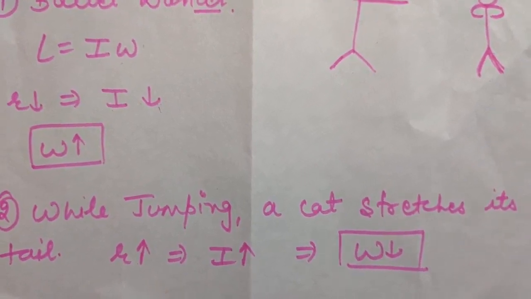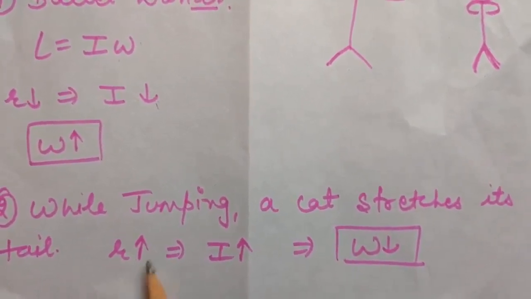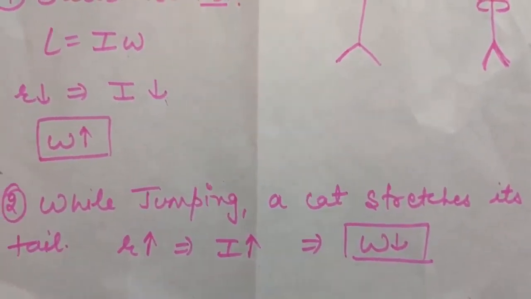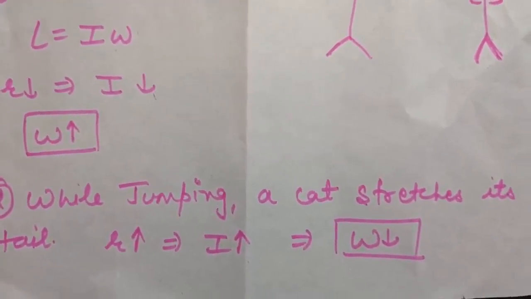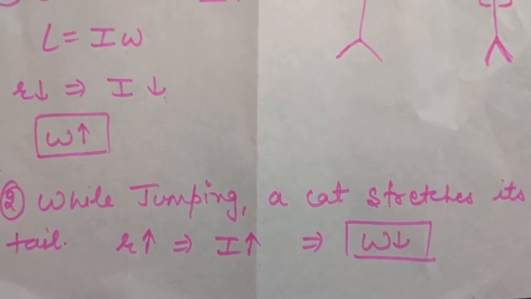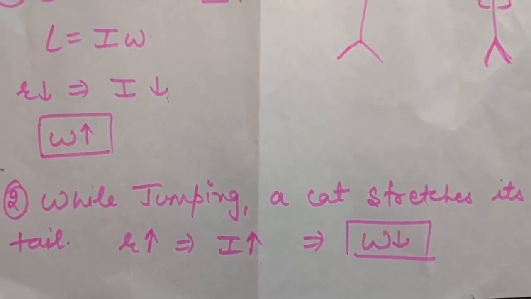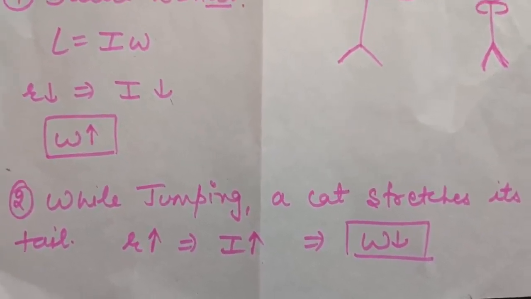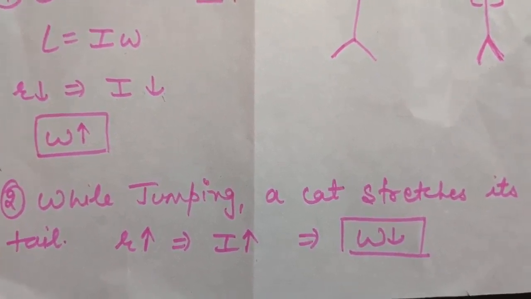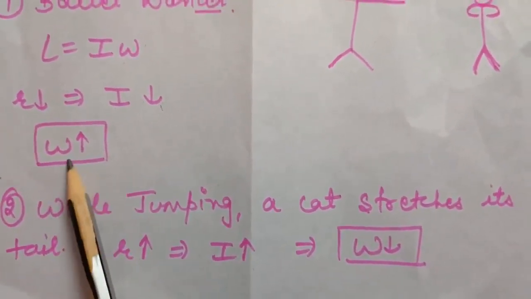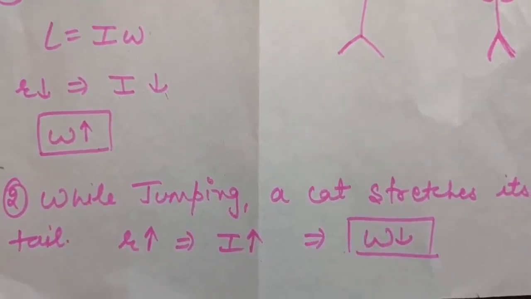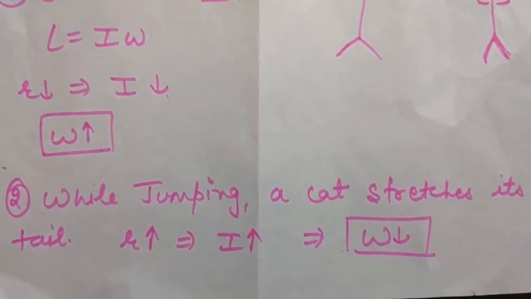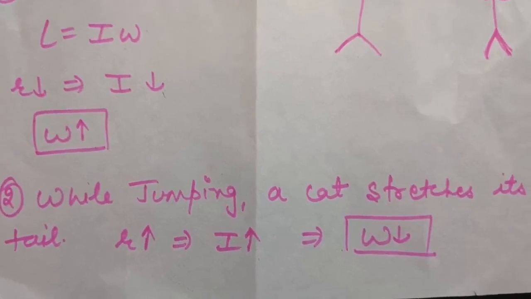So if r is increased, moment of inertia will increase, and again due to conservation of angular momentum, if I is increasing, omega will decrease. That is, the cat will not roll and it will safely land on the other floor where it wants to jump. So in this case the ballet dancer wants to increase her angular velocity, and in this case the cat wants to decrease its angular velocity. Both are working on the conservation of angular momentum.